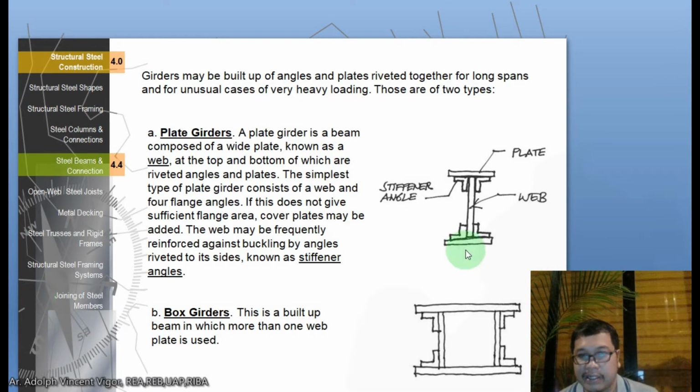A plate girder, this one, is a beam composed of a wide plate known as a web, to which are riveted angles and plates. The simplest type of plate girder consists of a web and 4 flange angles. If this does not give sufficient flange area, cover plates may be added. The web may be frequently reinforced against buckling by angles riveted to its side, known as stiffener angles, like this one. There are 4 of them. Then you also have the box girder, which is a built-up beam in which more than one web plate is used.